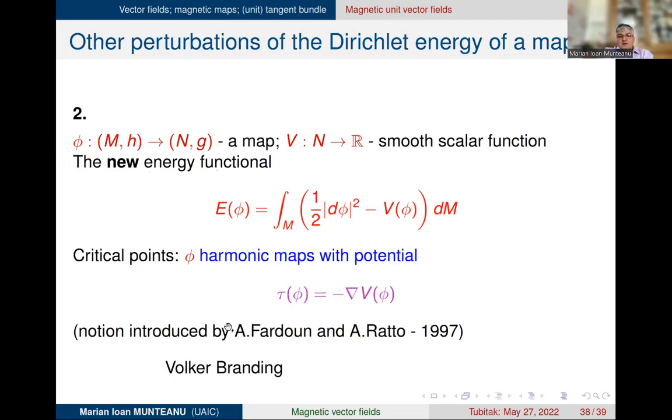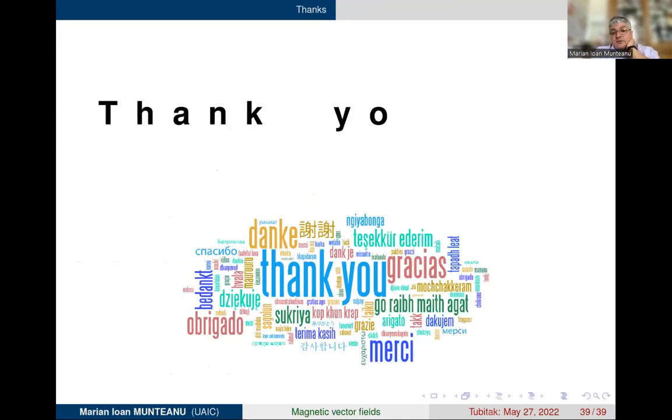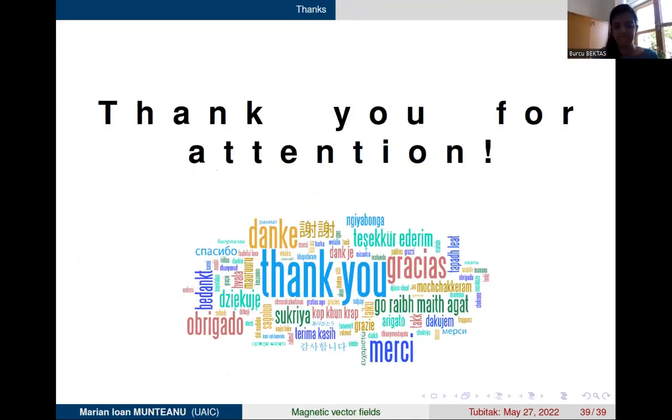And if we consider the critical points of this new energy functional, we obtain this equation. This notion was introduced by Fardoun and Ratto a very long time ago. And our plan is to see if there is a connection between our definition and this, so between our psi, this is important, our psi and this scalar function. My impression is they are somehow connected, but until now I didn't obtain anything. And I want to mention also the name of Volker Branding, who works in this area. And thank you for your attention.